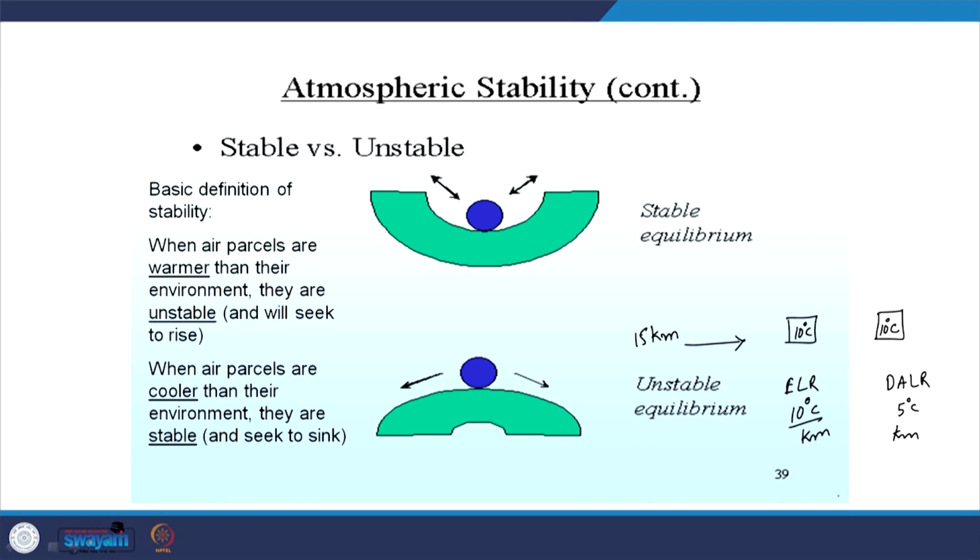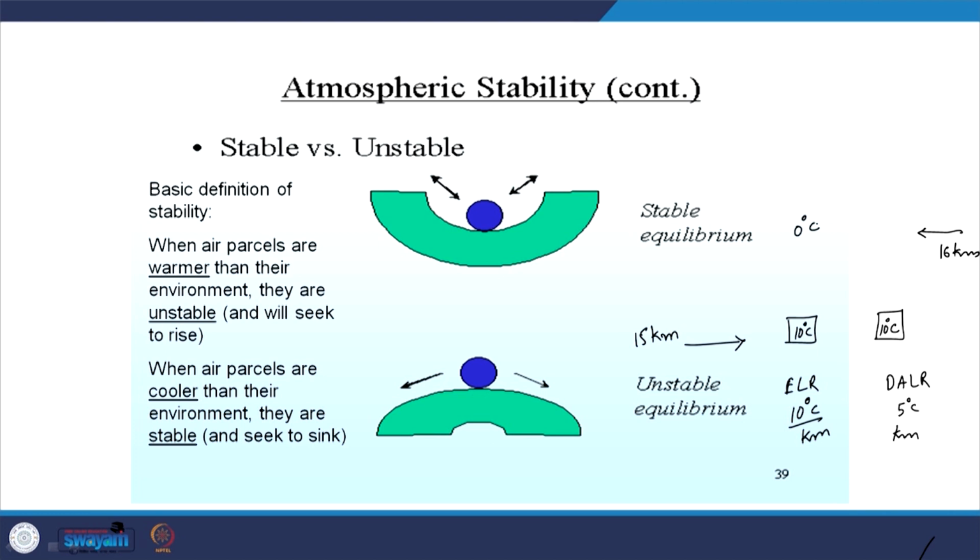Only when the temperatures are equal does the air parcel remain at the same altitude. If they are not equal, it will either rise or sink. Now, take this air parcel to 16 kilometers. When you reach 16 kilometers, the environment temperature is 0 degrees Celsius.